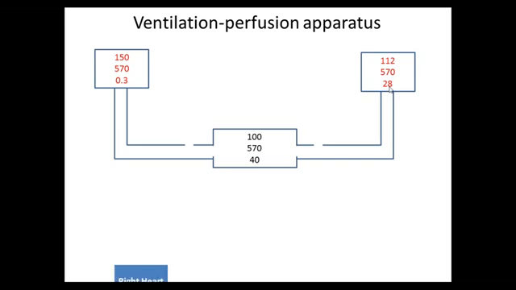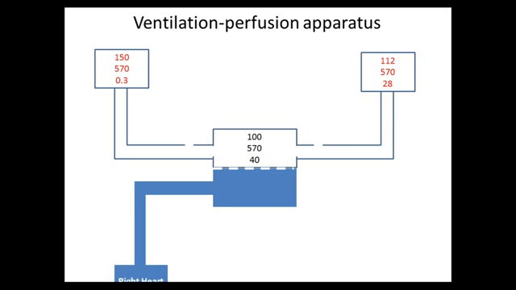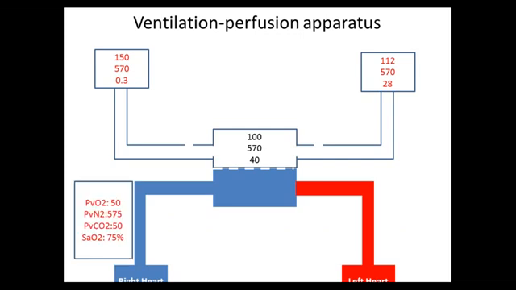And then we have the right side of the heart containing blood, which is passing through the pulmonary artery to the pulmonary capillaries and back to the left heart after getting the oxygen from the alveoli. So we have on the venous side of the circulation partial pressure of oxygen around 50 millimeter mercury, partial pressure of nitrogen about 575 millimeter mercury, carbon dioxide of 50, and the saturation of oxygen around 75%. And again, this is a normal subject.